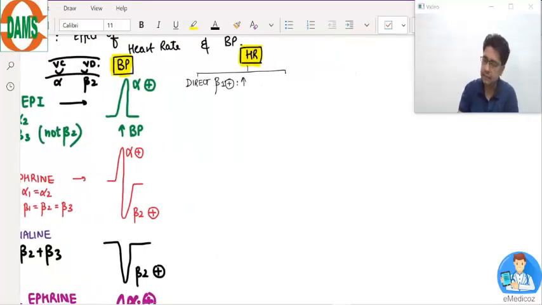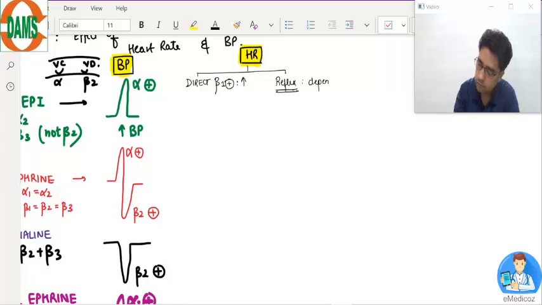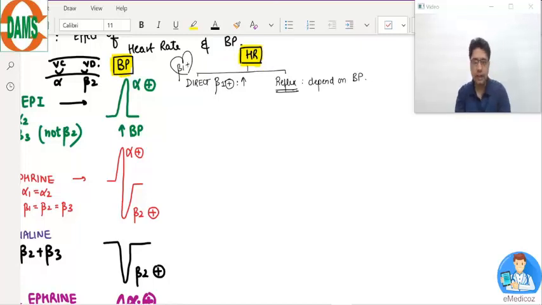And second you will write is reflex heart rate. Very important for you. Remember, reflex heart rate depends upon BP. You know that the heart contains beta 1 receptor? Yes or no? Okay, and reflex heart rate depends upon BP.